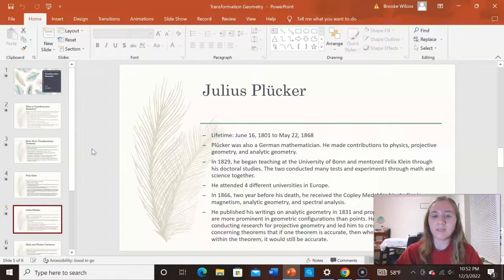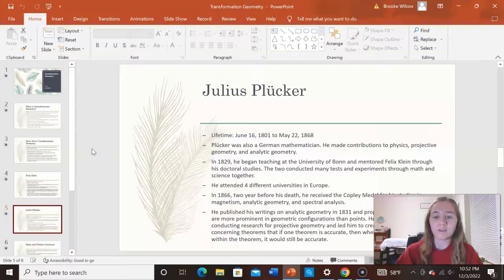The two conducted many tests and experiments through math and science together. He attended 4 different universities in Europe. In 1866, 2 years before his death, he received the Copley Medal for his studies in magnetism, analytic geometry, and spectral analysis. He published his writings on analytic geometry in 1831 and proposed the idea that lines are more prominent in geometric configurations than points.